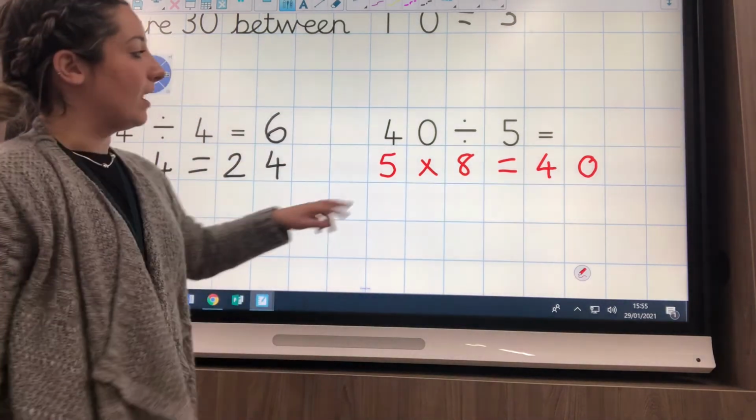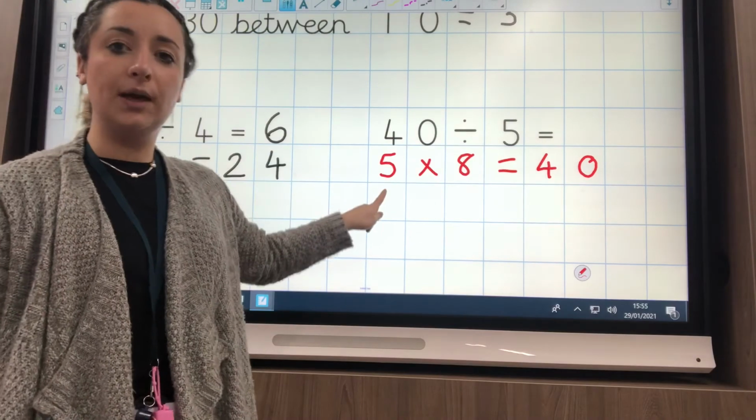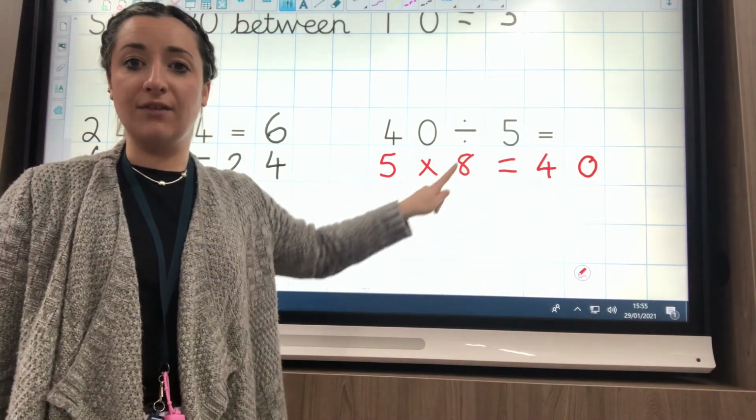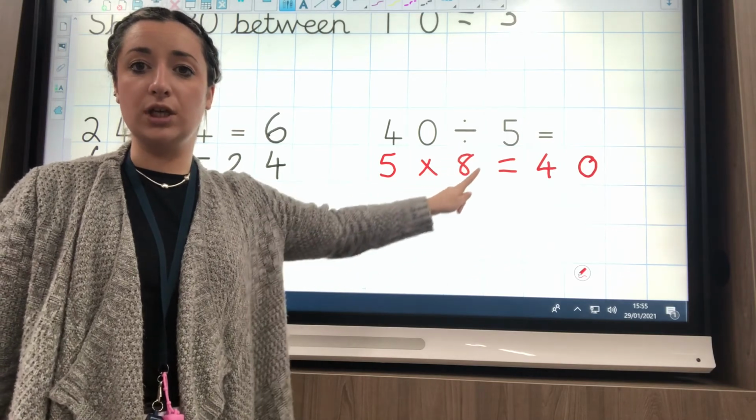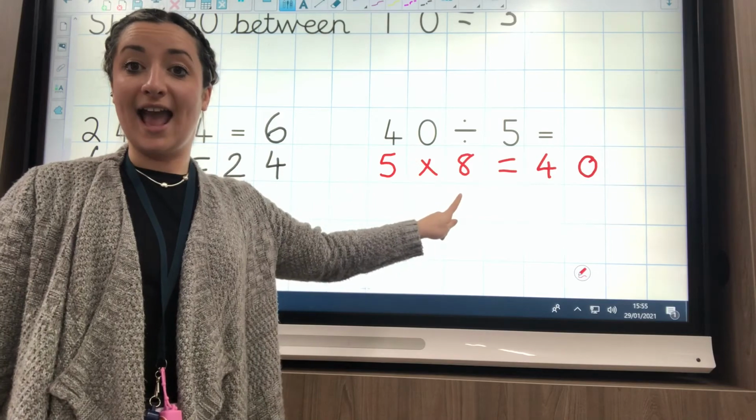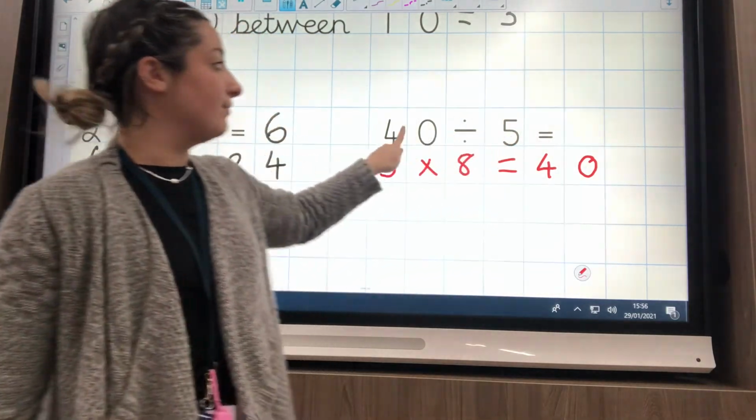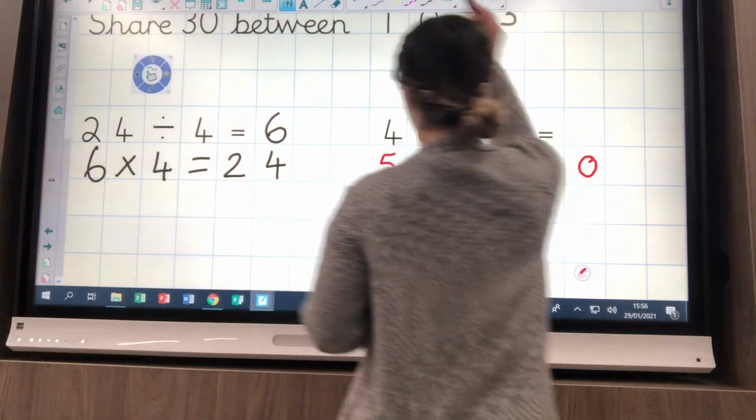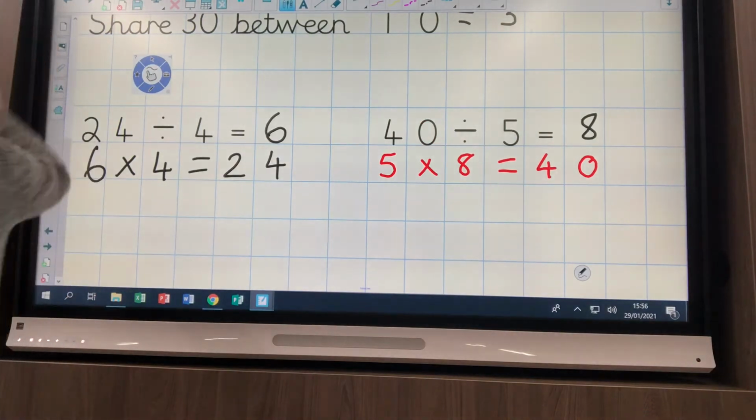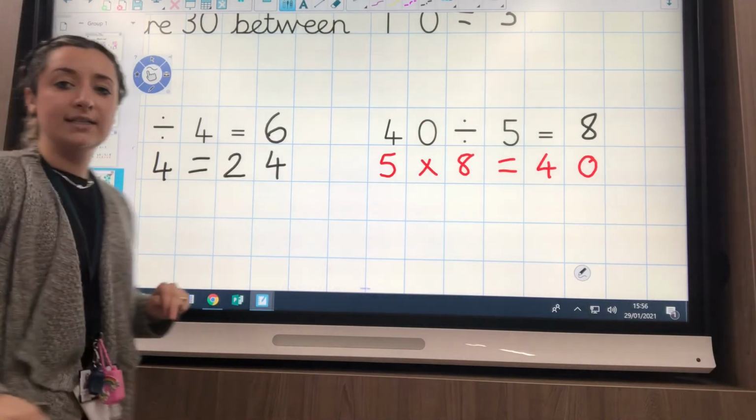Okay, and if I wanted to do how many 5s went into 40, I'd look at my multiplication number sentence. So how many groups of 5 made 40? Can you see where I'm pointing to on the screen? It was 5 lots of 8 which made 40. So how many lots of 5 make 40 is 8. So we can put our answer down there. Okay, so you've got different methods that you can do.